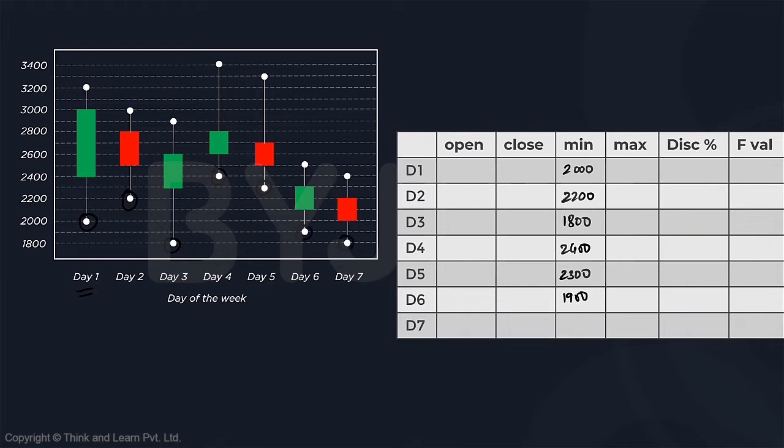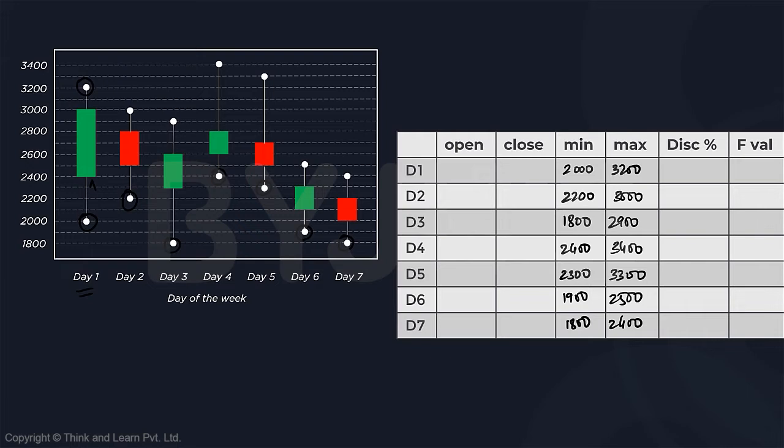this one is 1800. Then if I write the maximum values very quickly, first one is 3200, second one is 3000, the third one is 2900, the fourth one is 3400, the fifth one is 3300, sixth is 2500, and seventh will be 2400. Now let's write the open and close.